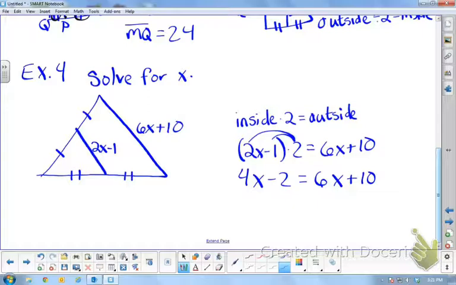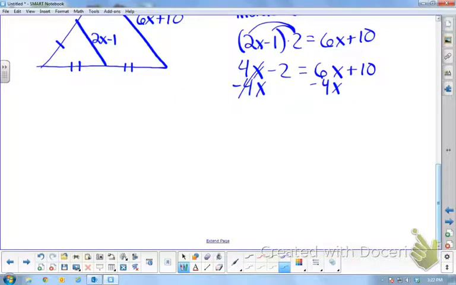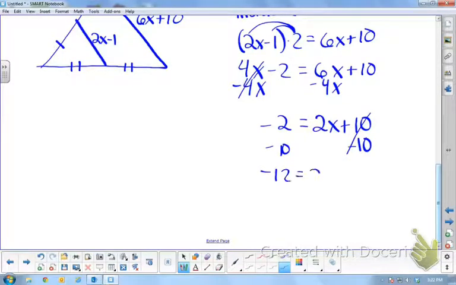So first I have to combine my x's, but they're on opposite sides, so I'm going to have to use opposite operations. Minus 4x from both sides. And I've got to get all my numbers together, so I minus 10x from both sides. Not 10x, sorry, minus 10 from both sides. We get negative 12 equals 2x, and then divide both sides by 2. So we get x equals negative 6.